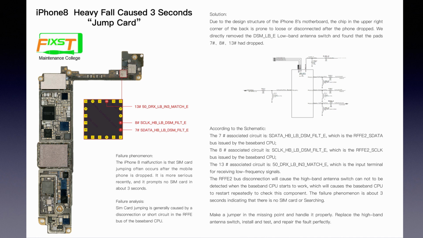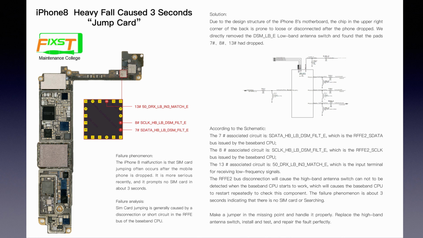So we carefully remove the DSM-LBE, the low band antenna switch, and found out pin 7, pin 8, pin 13 have been dropped, have been missing. According to the certificate, we can find out that pin 7 is the RFFE2 SDATA bus issued by the baseband CPU, and pin 8 is the RFFE2 SCLK bus issued by the baseband CPU, and pin 13 is the input terminal for receiving the low frequency signal.